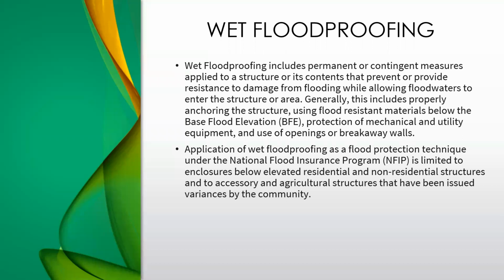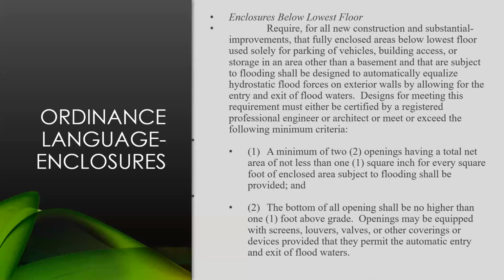And so the application of wet floodproofing, again, is limited to enclosures that could be below either residential or non-residential structures, and to accessory and agricultural structures. And here it says that have been issued variances, but we'll talk about the different situations with and without variances and the guidance from FEMA on that.